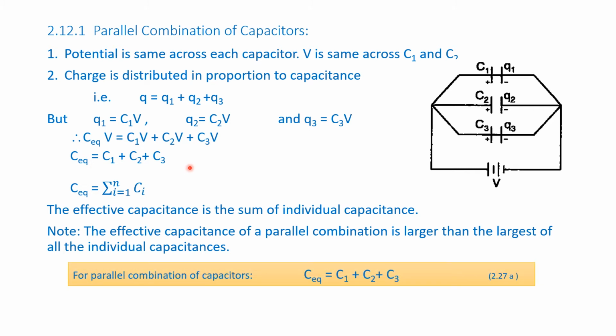Hence, to recollect, for a parallel combination of capacitors, C equivalent is equal to C1 plus C2 plus C3. Let it be equation 2.27a. Please remember all this. This will be helpful in solving numerical problems. Having studied parallel combination, now we will study the series combination of capacitors.